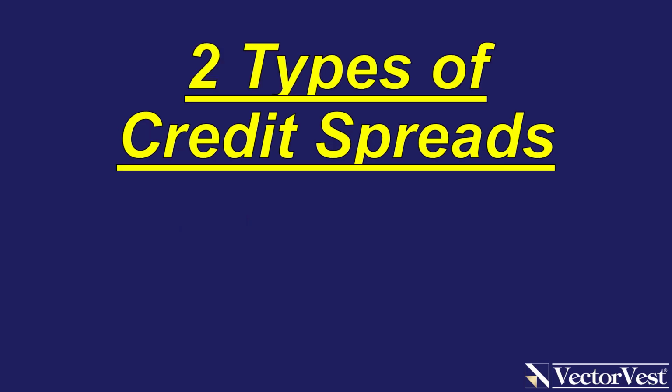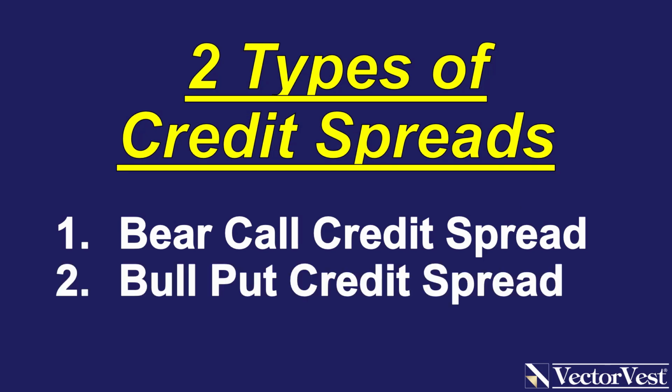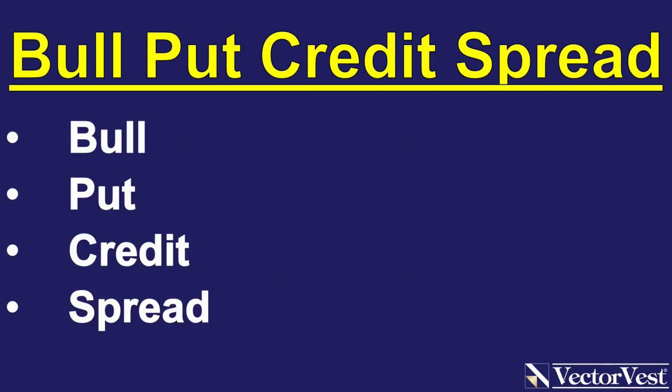There are two types of credit spreads we'll use for income trades. One is called a bear call credit spread. The other is called a bull put credit spread. Today, we're going to focus on the bull put credit spread. Let's just break it down by looking at each word. Bull, put, credit, and spread. The first word is the word bull. That lets you know it's a bullish trade. You should place this trade when both the market and the stock are in an uptrend.